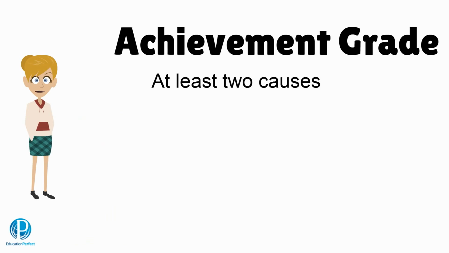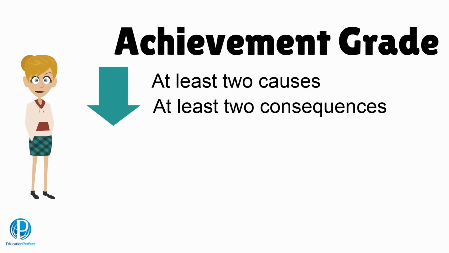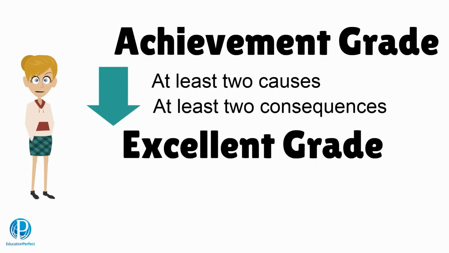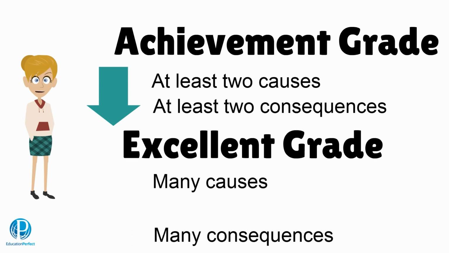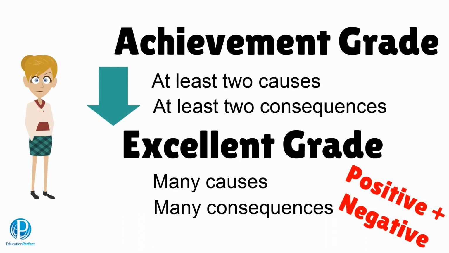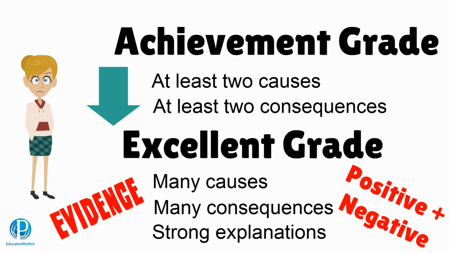An achievement grade will require at least 2 causes and also 2 positive and negative consequences. If you want to reach the excellence grades, then you'll have to discuss many causes and consequences, both positive and negative, using lots of evidence and good explanations.